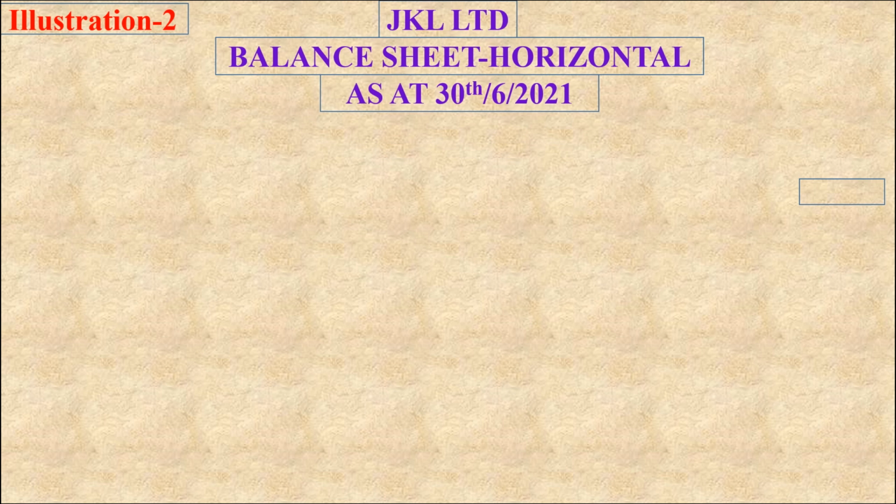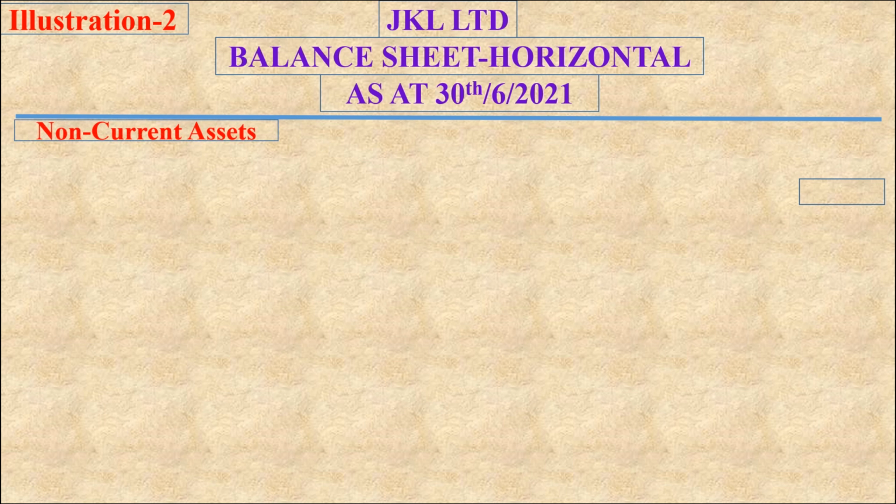And now to make some more clarification, we go to illustration 2, and again we are going to use the same JKL Limited information, and this time let's assume that it was as at 30th June 2021. Now in this case of a horizontal format or design, the arrangement tells it all. It is horizontal because we record our items from the left-hand side towards the right-hand side.